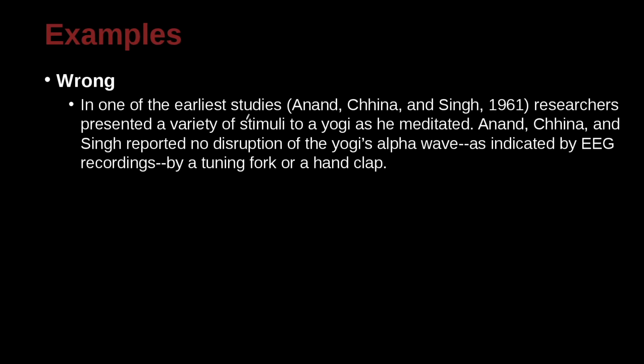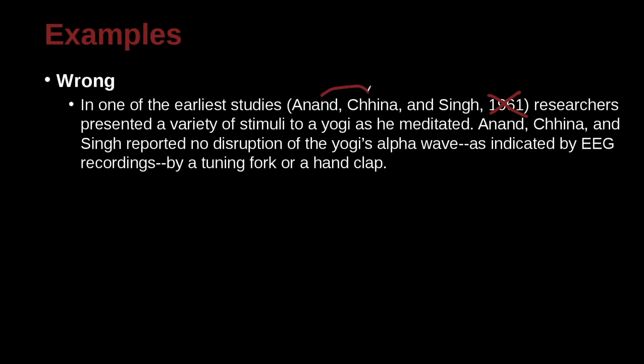In one of the earliest studies, Anand, Chhina, and Singh, 1961, researchers presented a variety of stimuli to a yogi as he meditated. And then we have a second sentence. Anand, Chhina, and Singh reported no disruption of the yogi's alpha wave as indicated by EEG recording by a tuning fork or a hand clap. So we have two sentences. We have two references to the same paper. But right away you can see there's a problem here. We've got the year, which we know is not right.